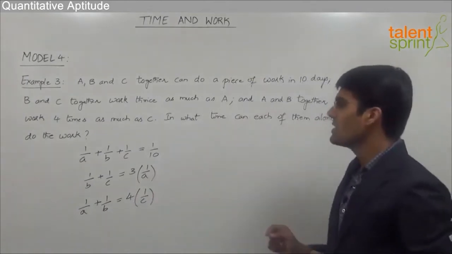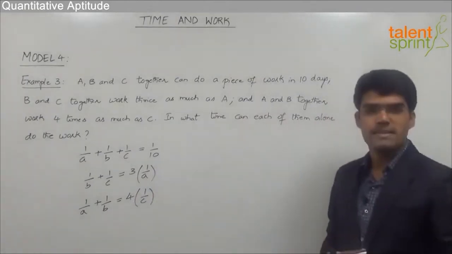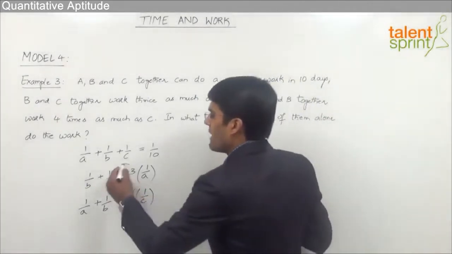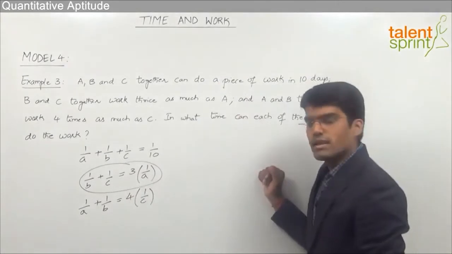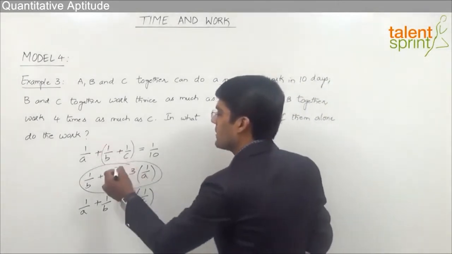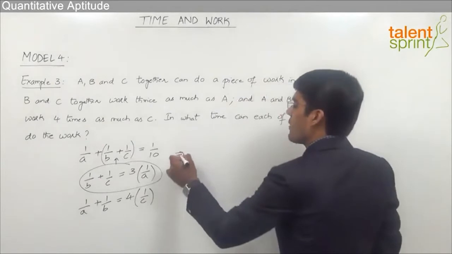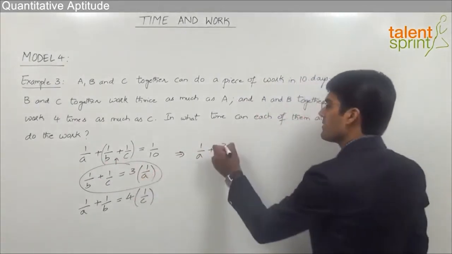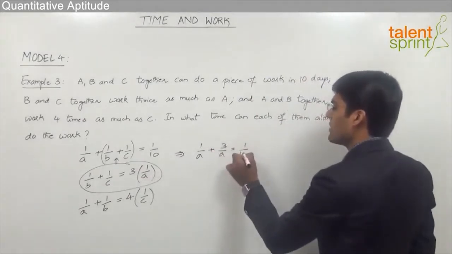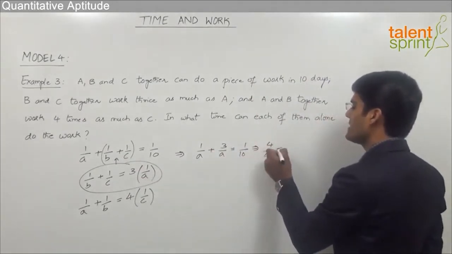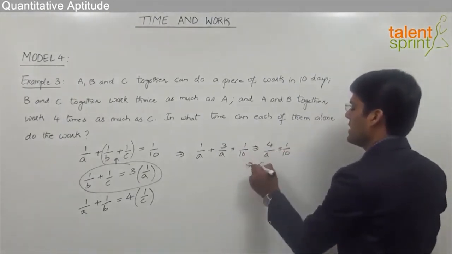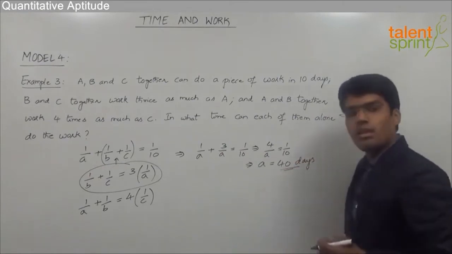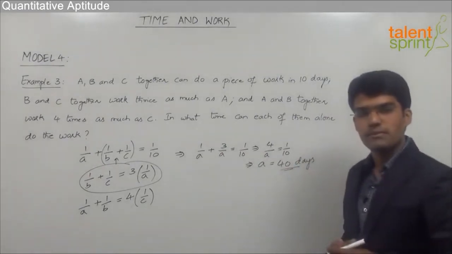Now from these three equations, we are supposed to find out how much time is required by each one of them to finish the work. Now we know that 1/B + 1/C is equal to 3/A. So let us substitute that in the first equation. So 1/A + 1/B + 1/C is 1/A + 3/A, which should be equal to 1/10. So very clearly 4/A is 1/10, and hence A should be equal to 40, that is 40 days. So the person A, when he works alone, takes 40 days.